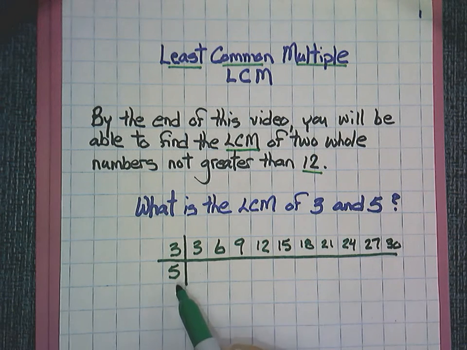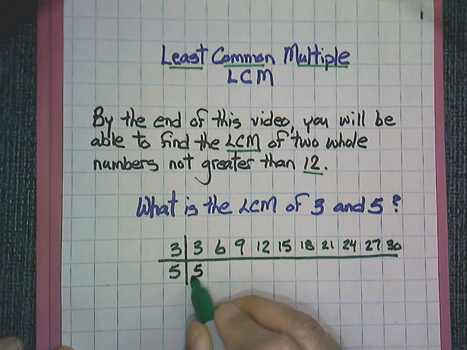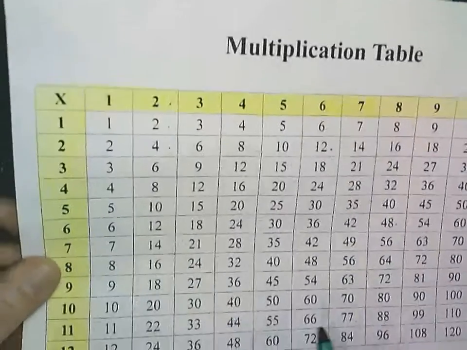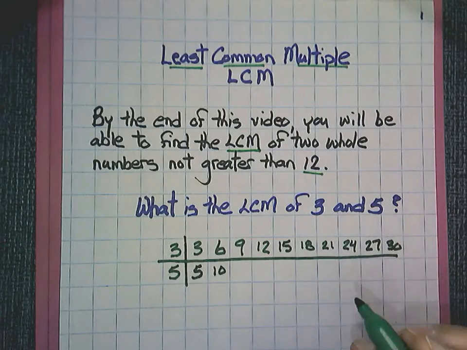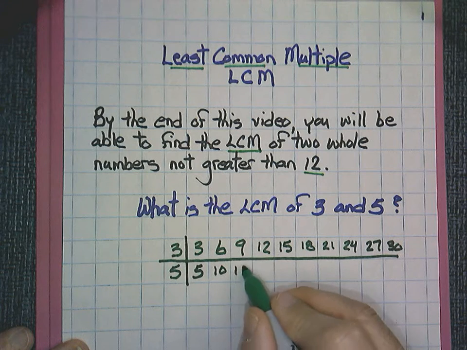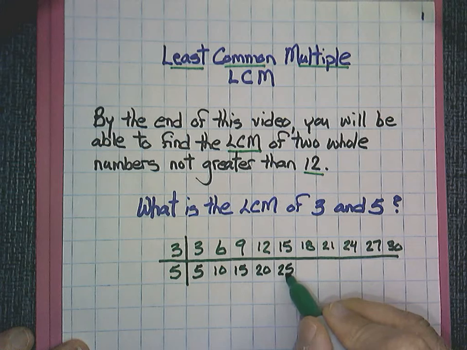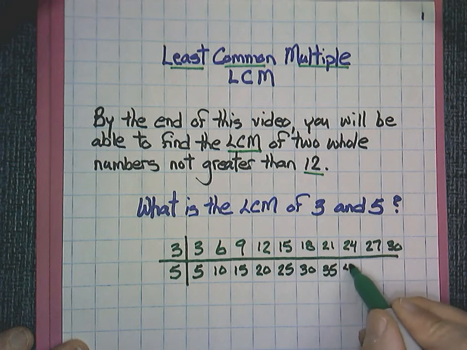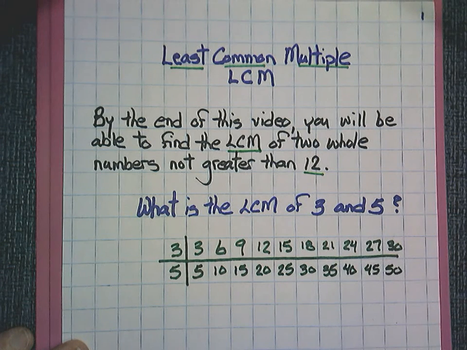And now we're going to do the same thing. We're going to do multiples of 5. In other words, when you multiply 5 times 1, it's 5. 5 times 2 is 10. And again, we're just showing you the same information that you could find on a multiplication table. In other words, counting by 5s. So all these are multiples of 5. You probably don't even really need that many.